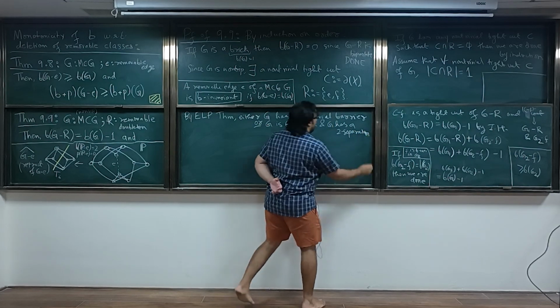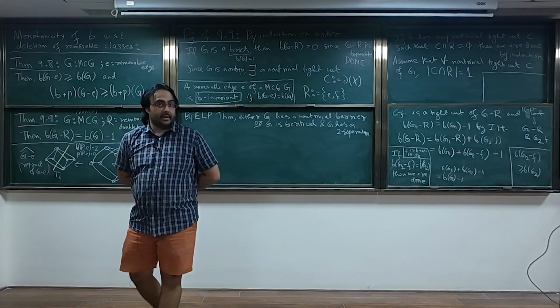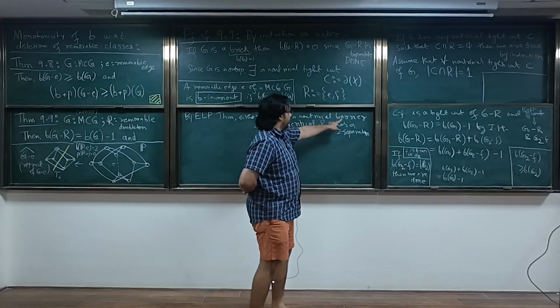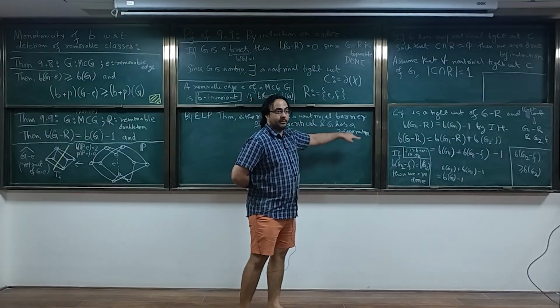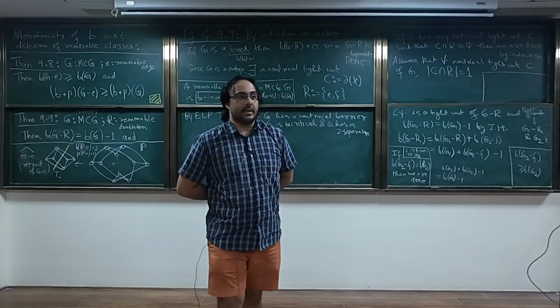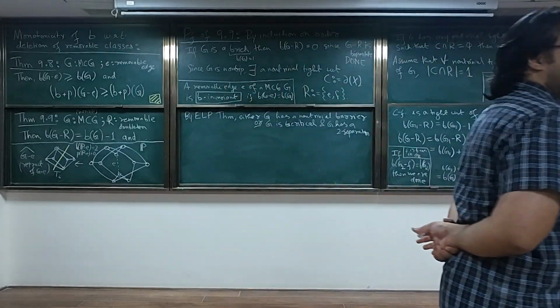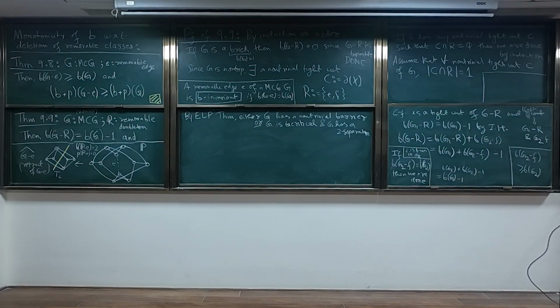Do you all agree? Either the graph is not bicritical, which is the same as saying it has a non-trivial barrier, or it is bicritical, in which case it must have a 2 separation. Because bricks are precisely the 3 connected bicritical graphs. That's equivalent to the ELP theorem. Right? So this is one way to think about this.